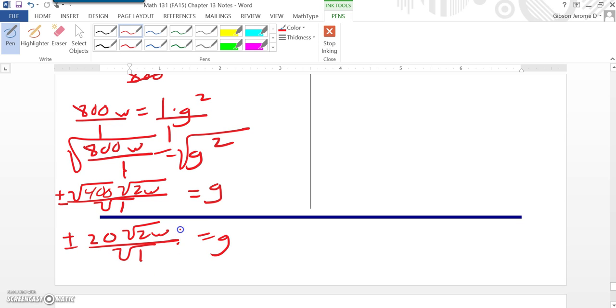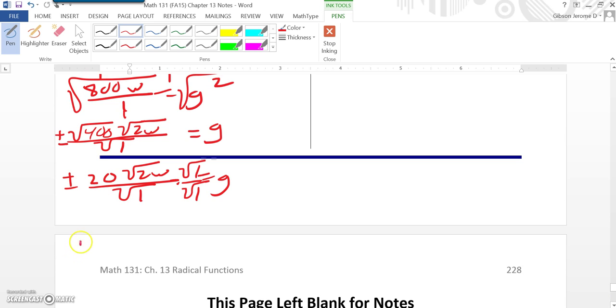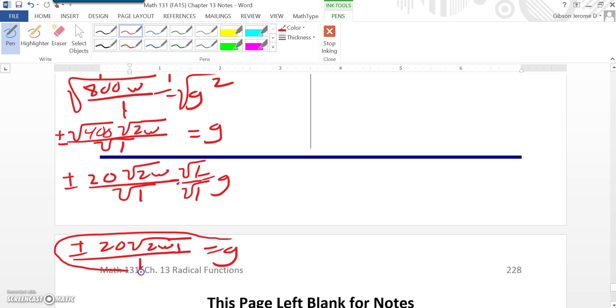Now we need to multiply the numerator and denominator by the square root of L. And then now we will have plus or minus 20 square root of 2W all over L. Well, actually this should be 2WL, and that equals G. And this is the final answer for this problem. Because remember, this is an L, not a 1, so it'll be plus or minus 20 times the square root of 2WL over L equals G.